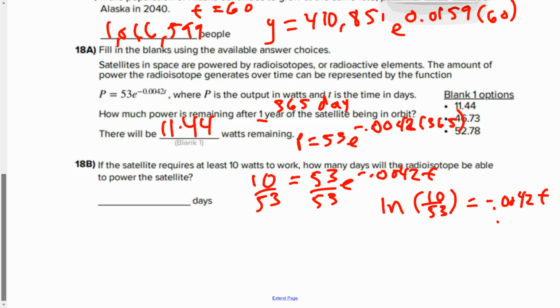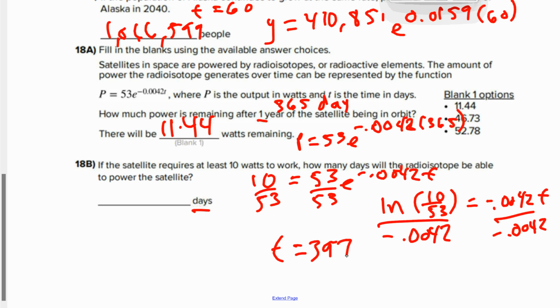Divide by negative 0.0042, negative 0.0042. Type that into our calculator. So ln of 10 over 53, enter, and then divide that by negative 0.0042. It should take T in days, right? And it says in days would be 397 approximately. So I'm just rounding 397. Okay, and so that is the second part of that.